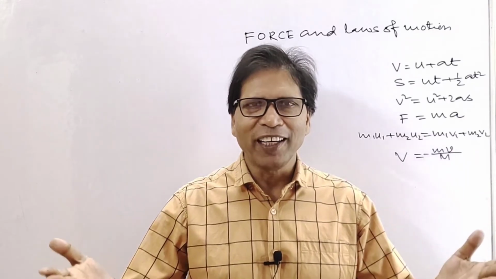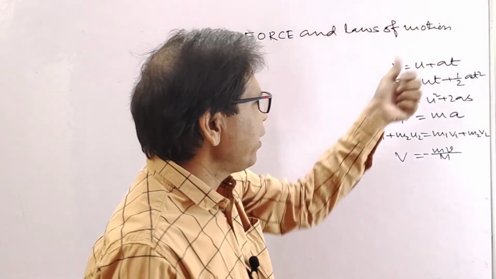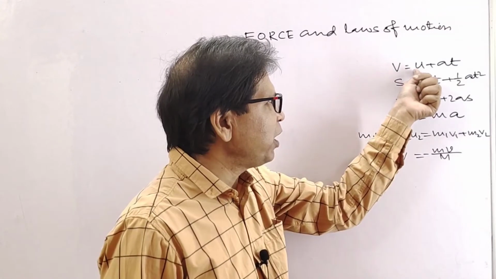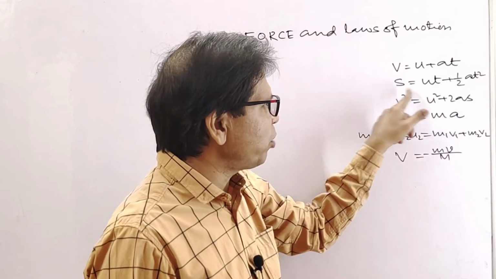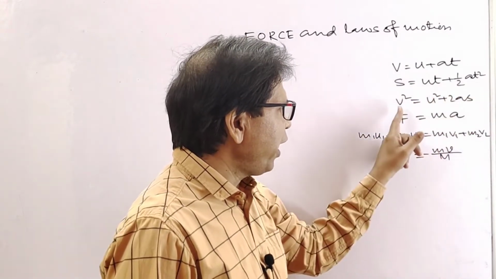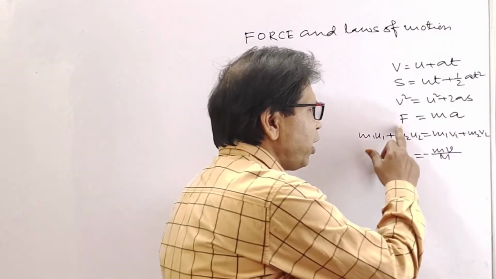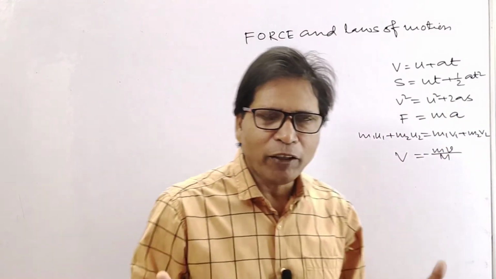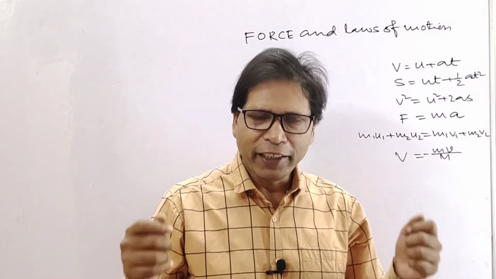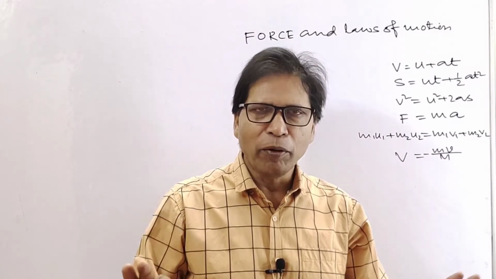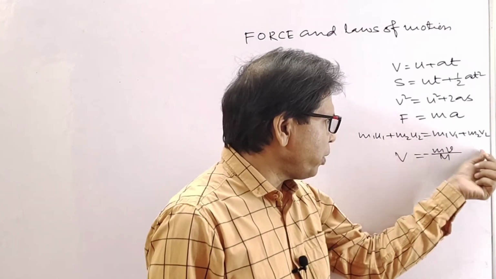Now first of all, the formulas used in this chapter. Look at this, v equals u plus at, that is final velocity equals initial velocity plus acceleration into time. Now displacement s is equal to ut plus half at square, and v square equals u square plus 2as, and finally force equals mass into acceleration, that is rate of change of momentum, where momentum is equal to mass into velocity, and change of momentum is equal to final momentum minus initial momentum, and this is the conservation of linear momentum.